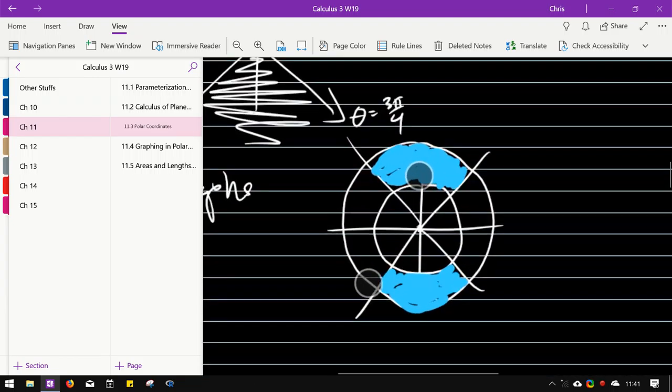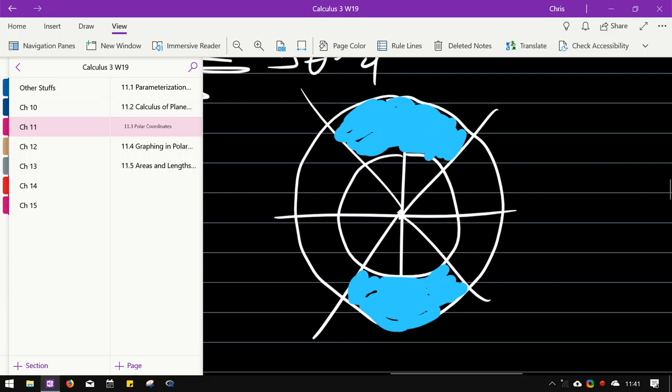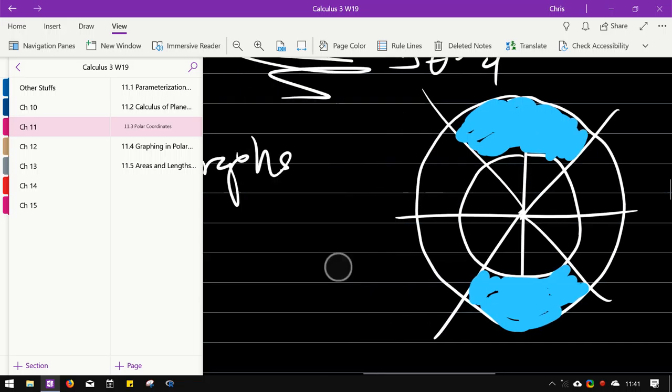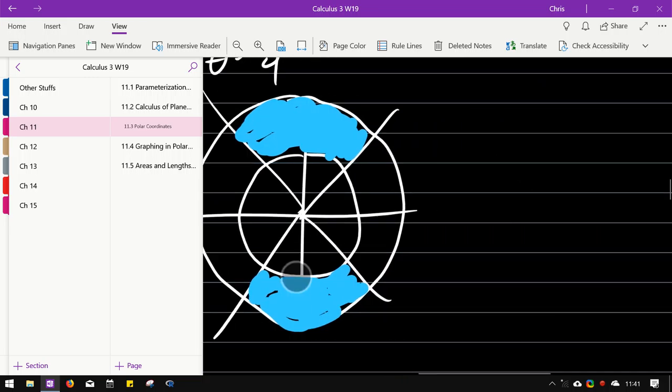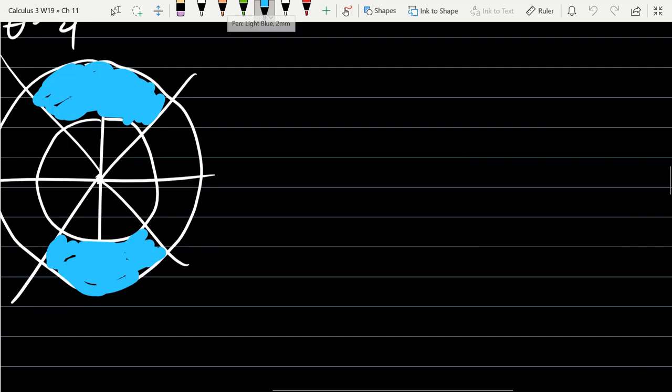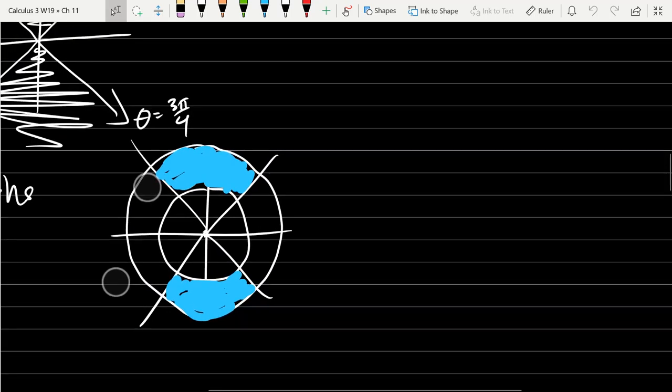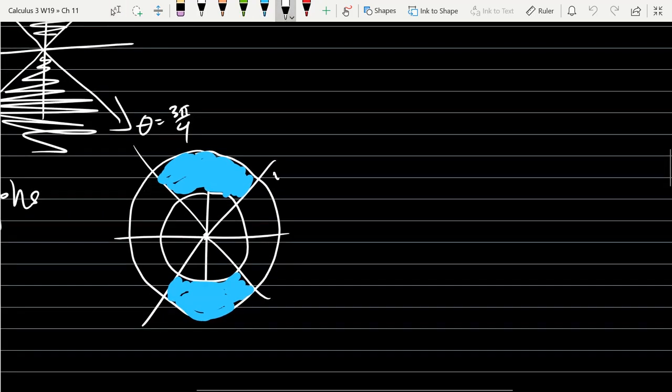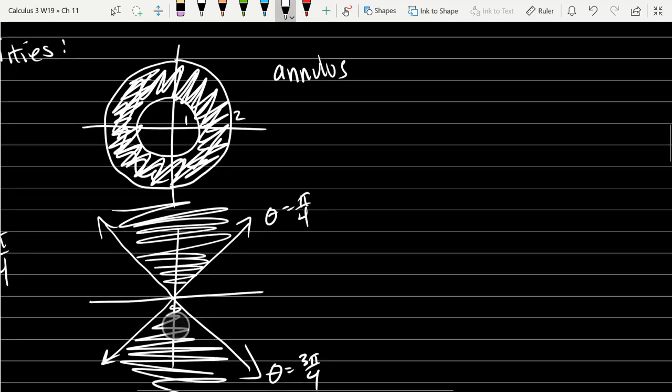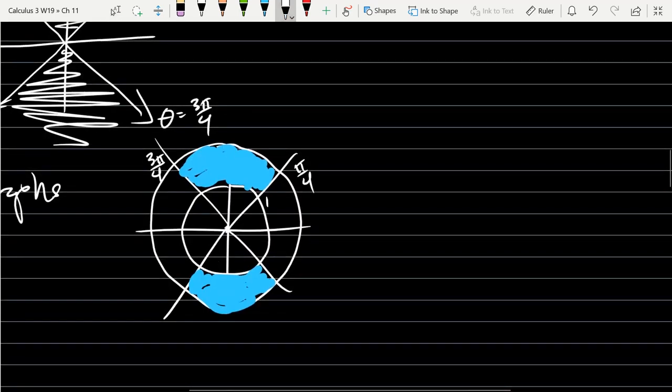Here's two polar rectangles. So your thetas are between two values, and your radius is between two values. While we're talking about it, let's write down the equations for these. So we'll label the upper one. We use pi over 4 and 3 pi over 4, and then I think we use radius 1 and 2. Yep, I kept it easy, 1 and 2.